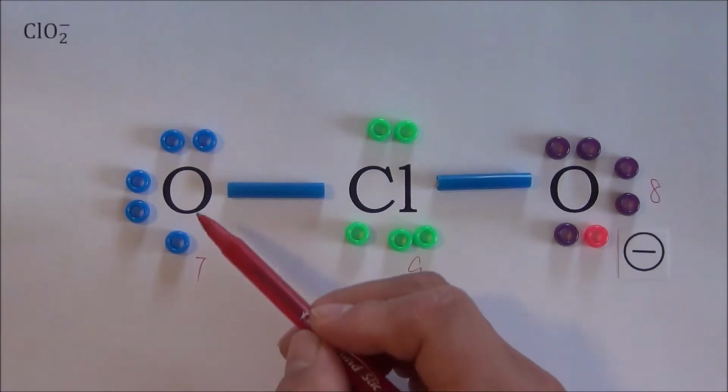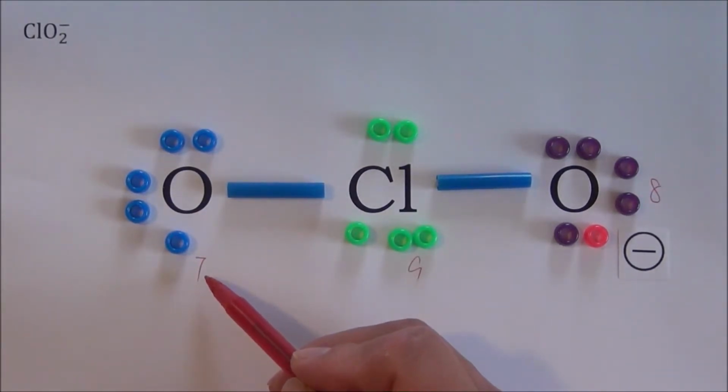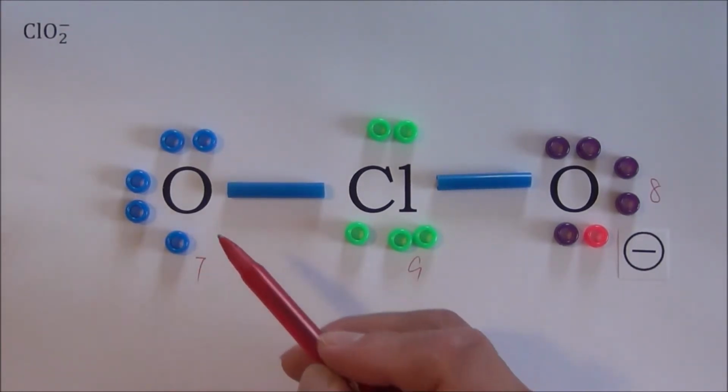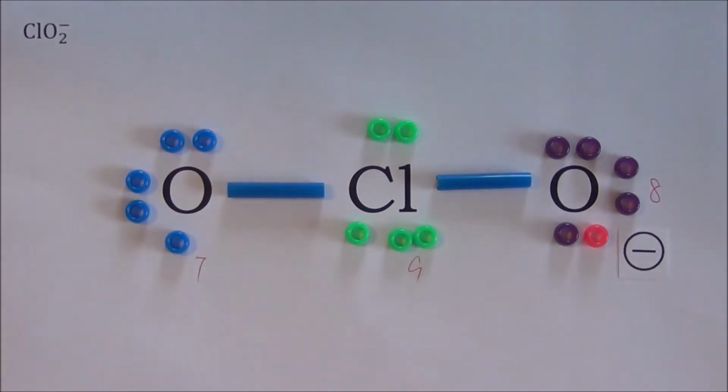Well, let's check the oxygen atom on the left. It has 7 octet electrons. This is the only atom that is not good. Therefore, we have to increase the number of octet electrons for the oxygen atom on the left. There are 2 ways, and only 2 ways, to increase the number of octet electrons.